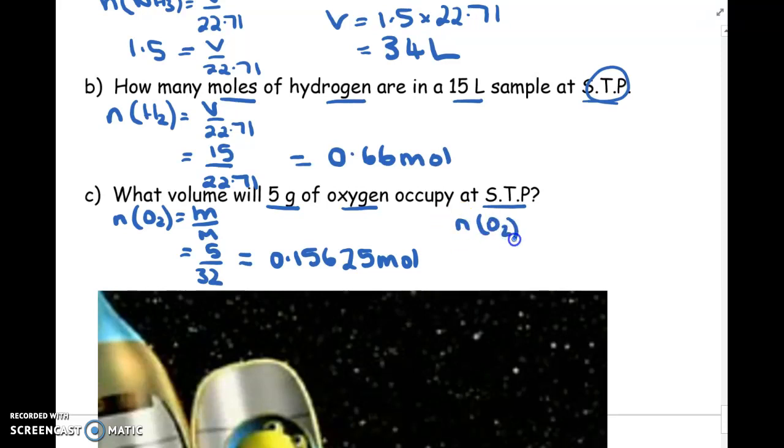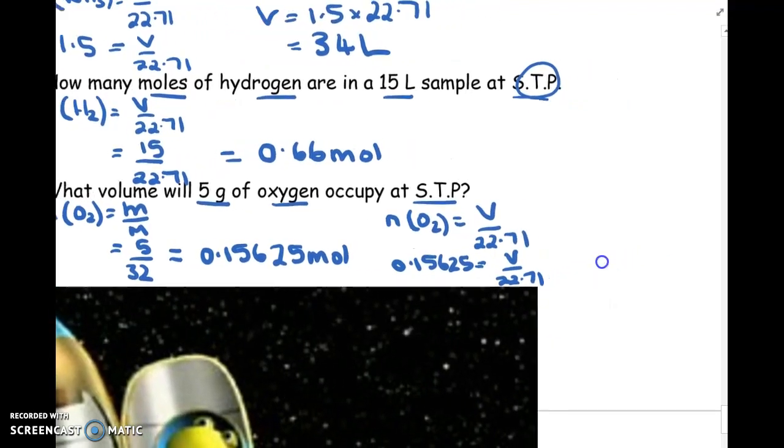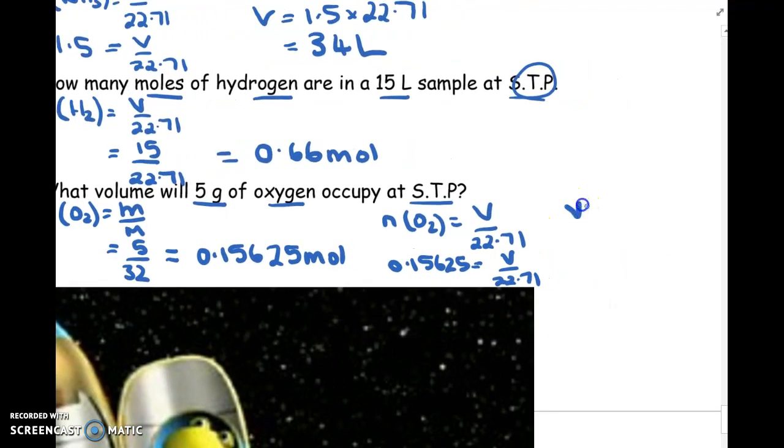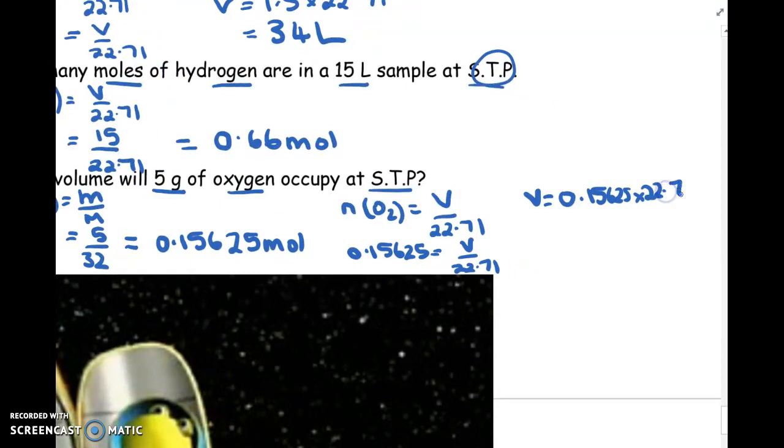moles of oxygen is equal to V over 22.71. The number of moles was 0.15625, equals V divided by 22.71. So the volume will equal 0.15625 times 22.71, and this comes out to a volume of 3.5 litres. But this was only in one significant figure, so the final answer will be 4 litres.